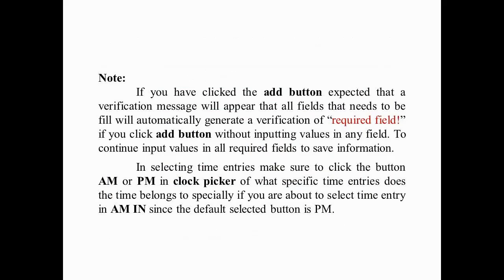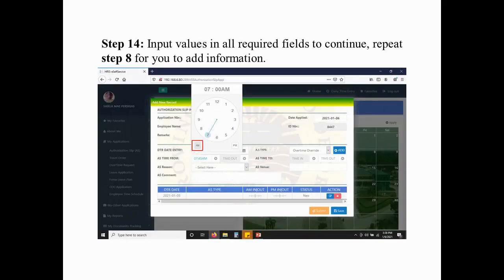In selecting time entries, make sure to click the button AM or PM in clock picker of what specific time entries the time belongs to, especially if you are about to select time entry in AM, since the default selected button is PM. Step 14. Input values in all required fields to continue. Repeat step 8 for you to add information.